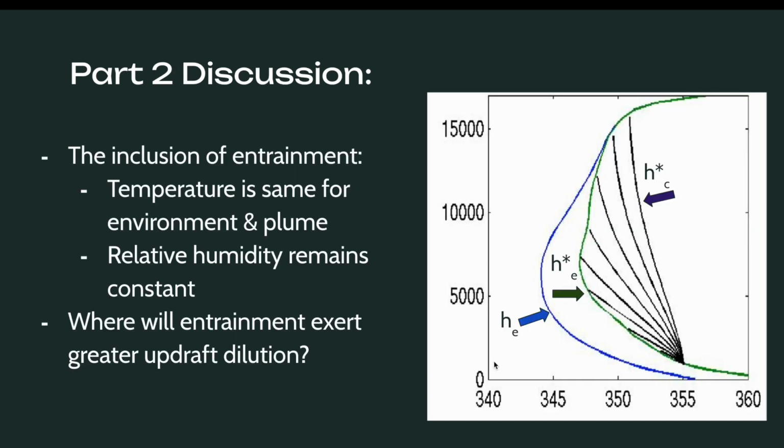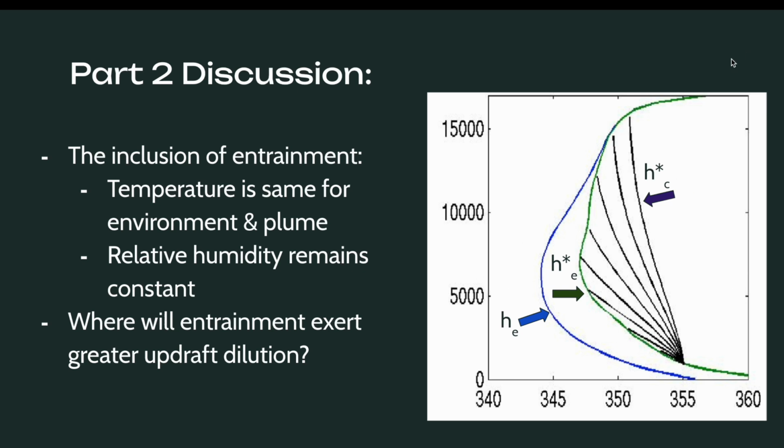For part 2 of question 1, we now have a setup where we are including entrainment, and the temperature is going to be the same for the environment and the plume, and the relative humidity remains constant through the whole profile. And the question for this part was, where will entrainment exert the greatest updraft dilution?